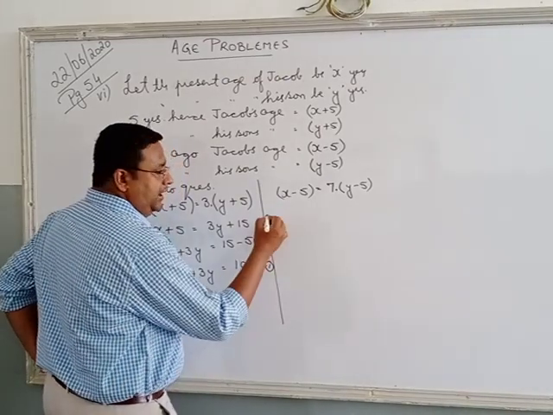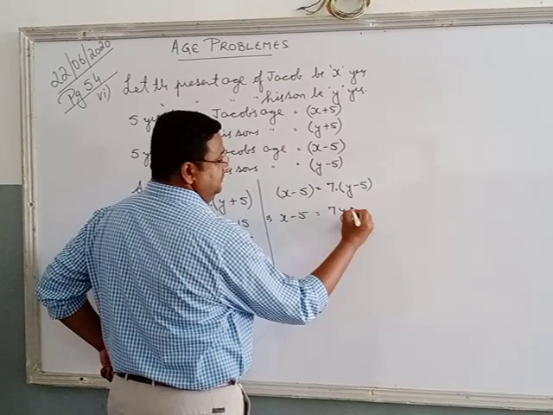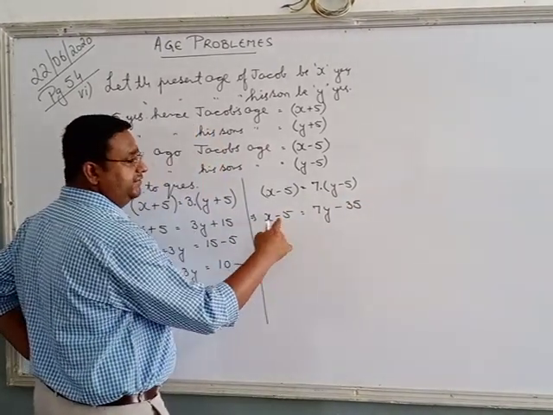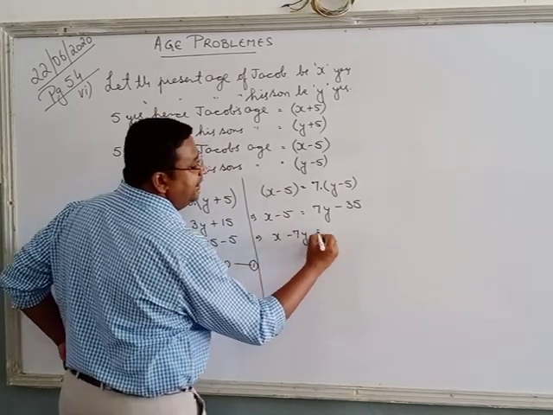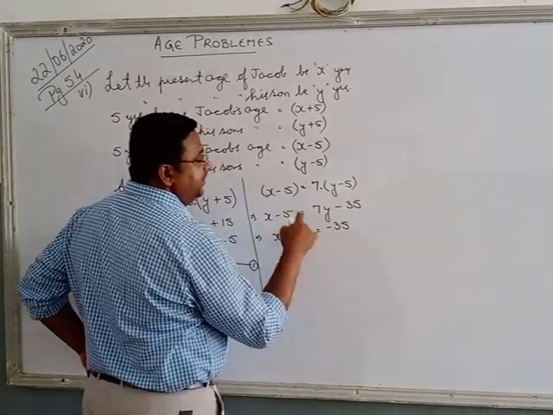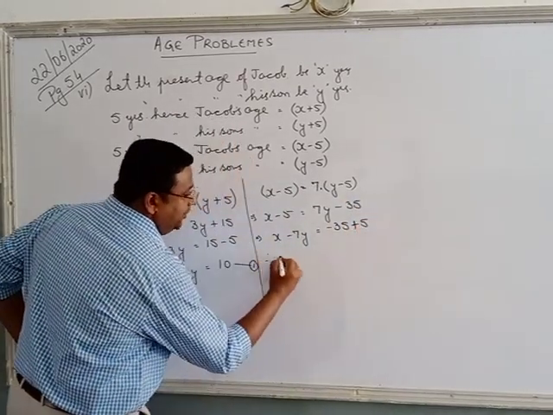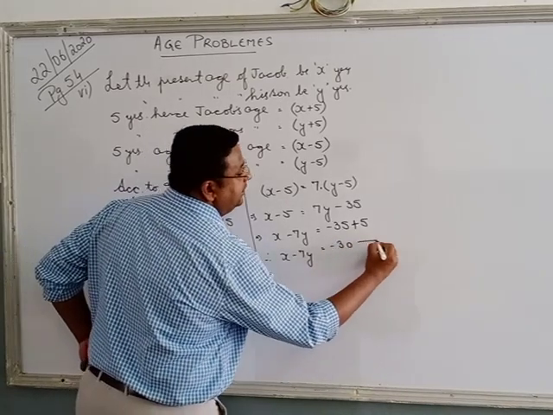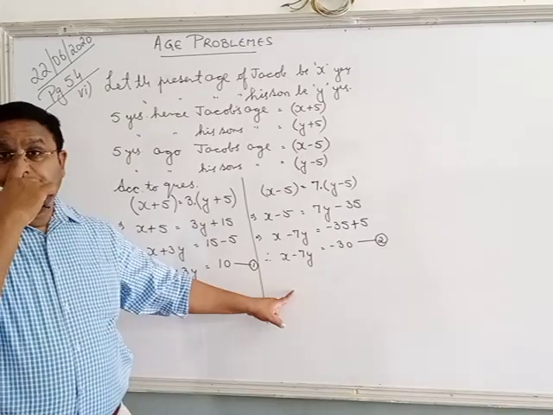Again open the bracket, x minus 5 is equal to 7y minus 35. 7y over here, minus 5 from that side. X minus 7y is equal to minus 35. Minus 5 comes over here as plus 5. So therefore, x minus 7y is equal to minus 30. Equation number 2. Can we solve both these equations?